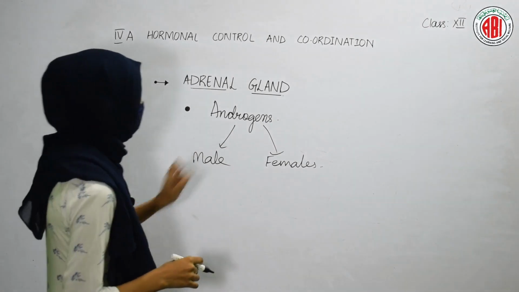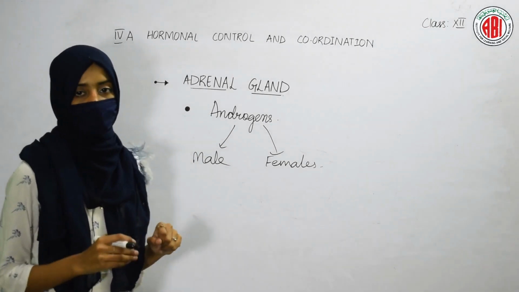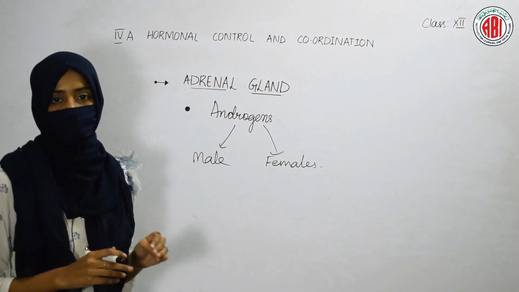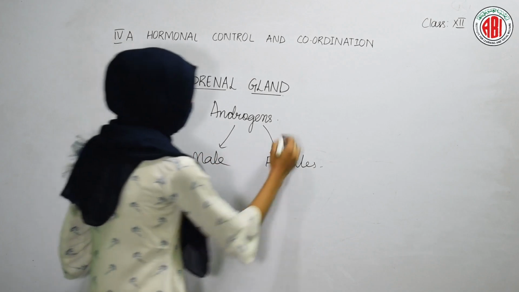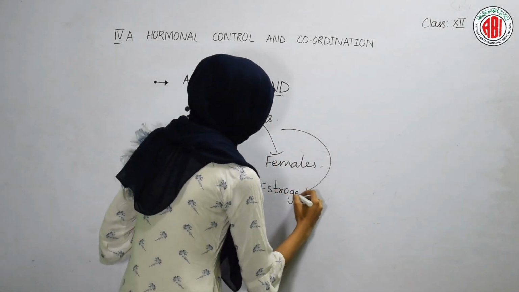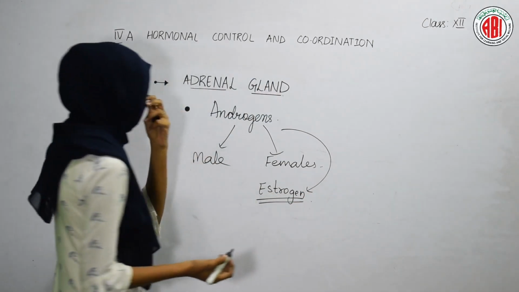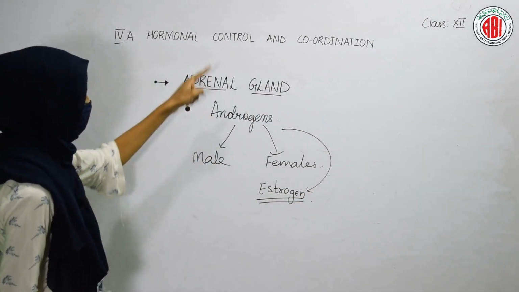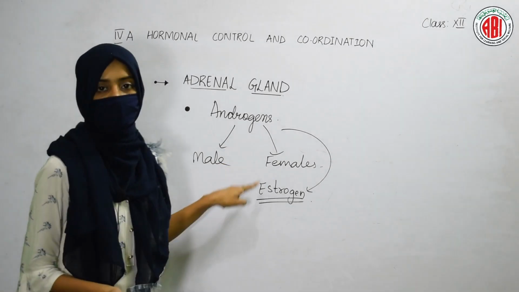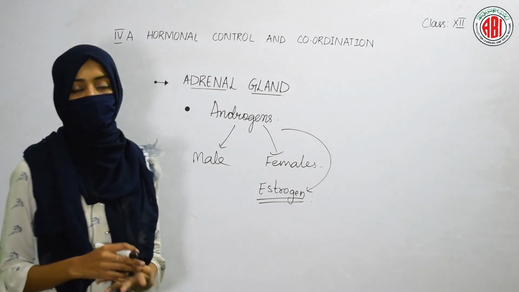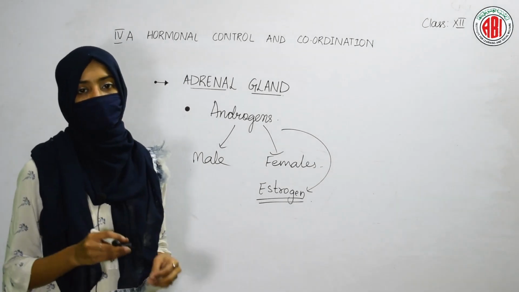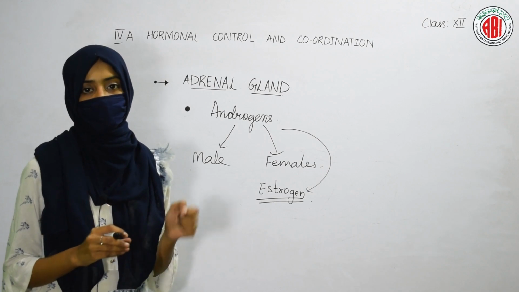But in case of females, these androgens will not be present in their original form, but they are going to be converted into some other hormones which are termed as estrogens. So, androgens will get converted into estrogens in the body of the females, and these estrogens will secrete the different hormones like progesterone and others, which develop the secondary sexual characters in the females.